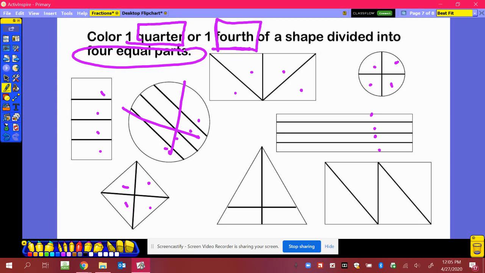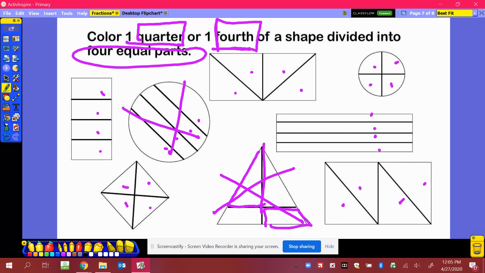Look at the bottom triangle again. Same triangle from the last one. This triangle is not the same as this trapezoid, so nope, not equal parts. And then you have 1, 2, 3, 4. Yes, and those triangles are the same. Just flipped the other direction.